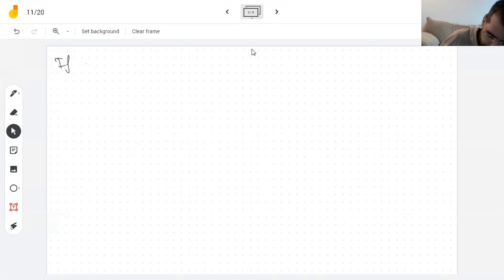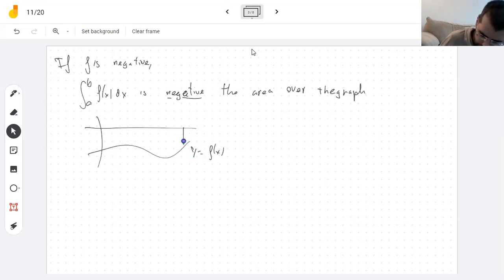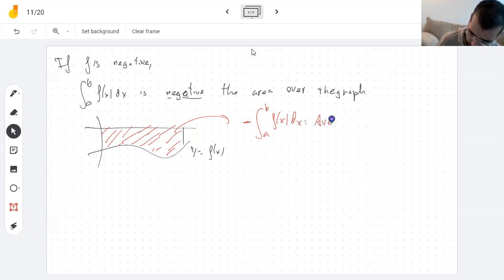So if that is negative, the integral is negative the area. Now the area is over the graph. If you have your function here, of course an area is always positive, but the answer I get for the integral is that area with a minus sign. So an integral still allows you to compute the area, just do the integral and put a negative sign in front.